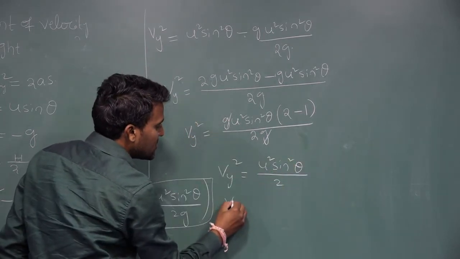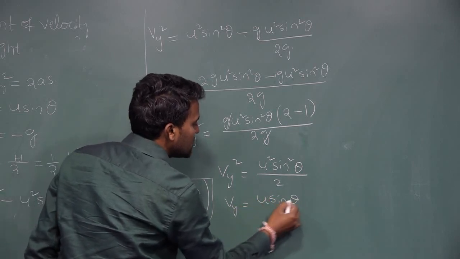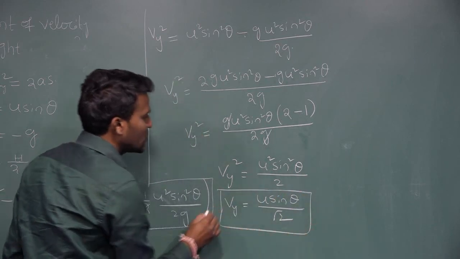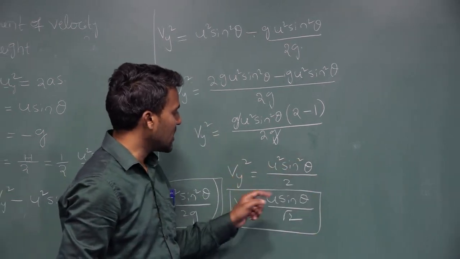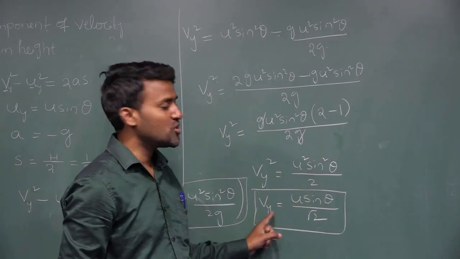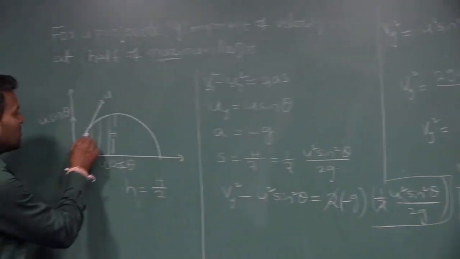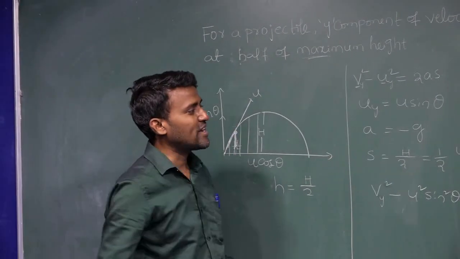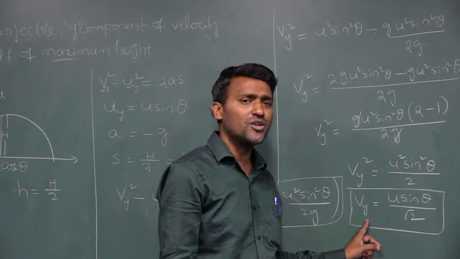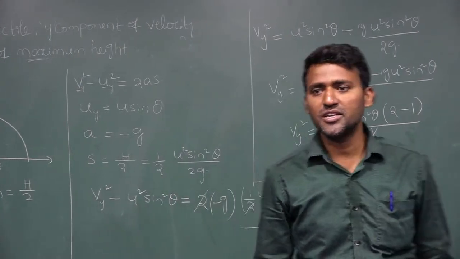If you take the square to that side, vy is equal to u sin theta divided by root 2. You can write that as a root. See, the square gets cancelled; here the square is not there, so the root remains. So vy is equal to u sin theta by root 2. Now at half of the maximum height, what is the vertical velocity? vy is equal to u sin theta divided by root 2.